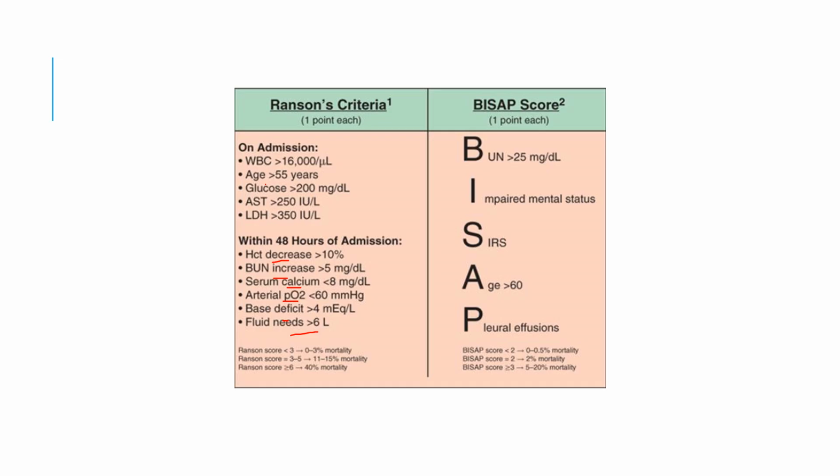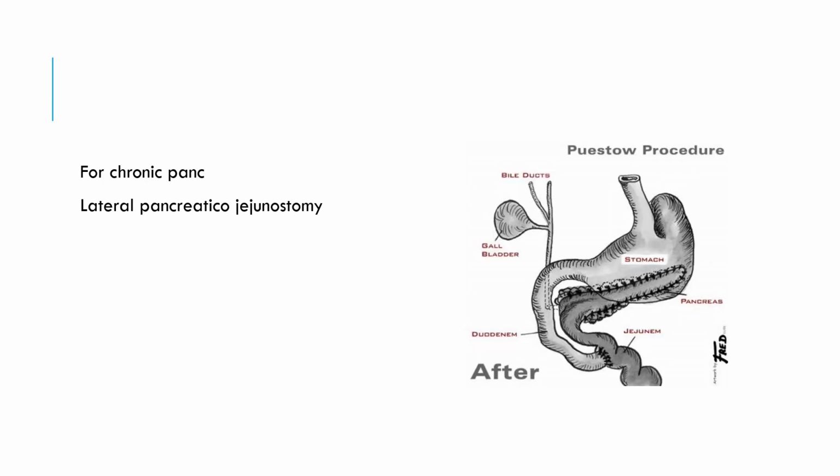Or there is a BISAP score also: BUN more than 25, impaired mental status, SIRS or systemic inflammatory response syndrome, that is hypotension, hypoxia and all, that is called SIRS. Age more than 60 and pleural effusion, that is BISAP score. Again, predicting mortality. Now just one on chronic pancreatitis.